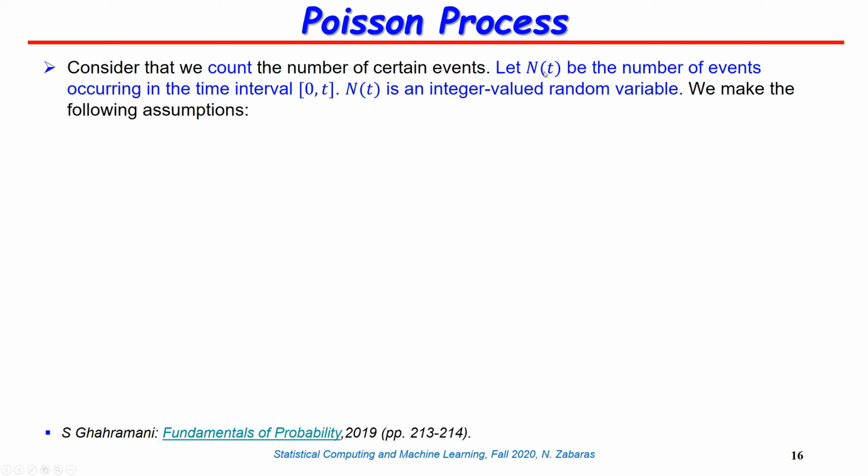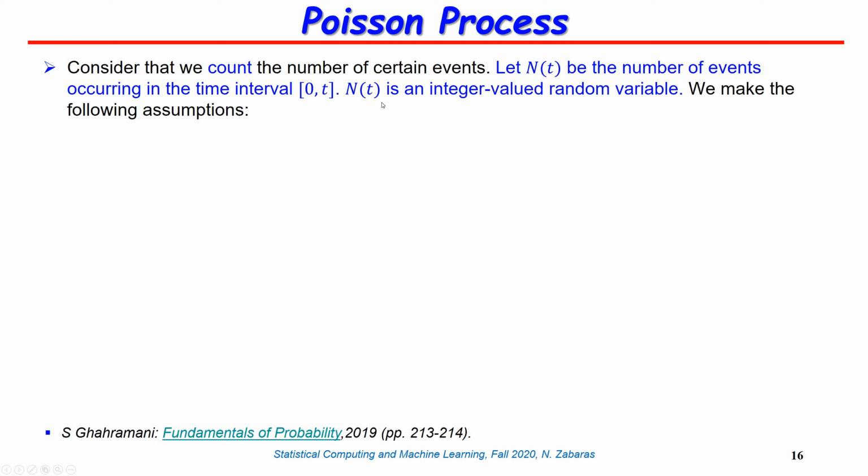So I'm counting the number of events in some time interval from 0 to t. So this can be the number of earthquakes in 50 years or something like that, or some other event. Okay, so we're counting some events, and n of t is the number of events that we observe in the interval 0 to t, and the only constraint right now is that n of t is an integer.